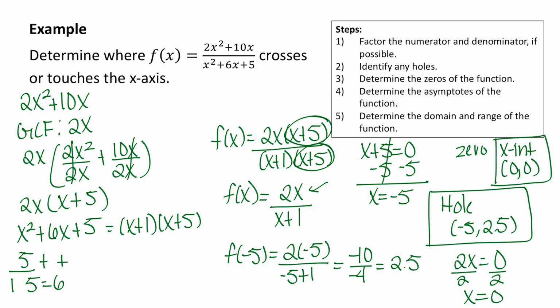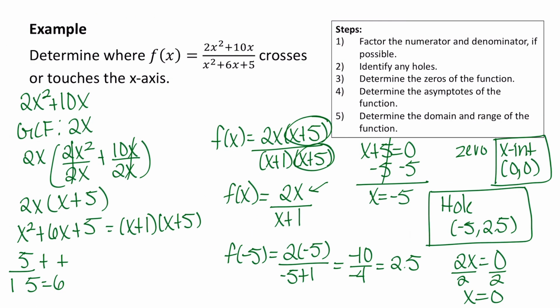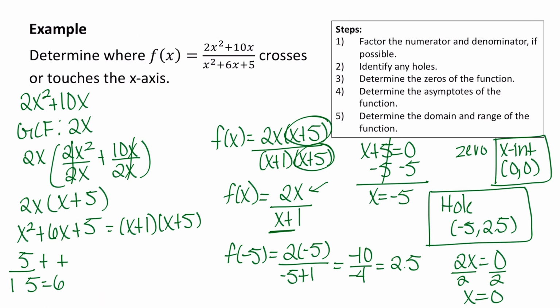Now let's go ahead and determine the asymptotes. So we have vertical asymptotes and we have horizontal asymptotes, right? So for the vertical asymptote, we're going to take this denominator and set it equal to 0. So we have x plus 1 equals 0. Subtract 1 from both sides, so we have x equals -1. That's our vertical asymptote.